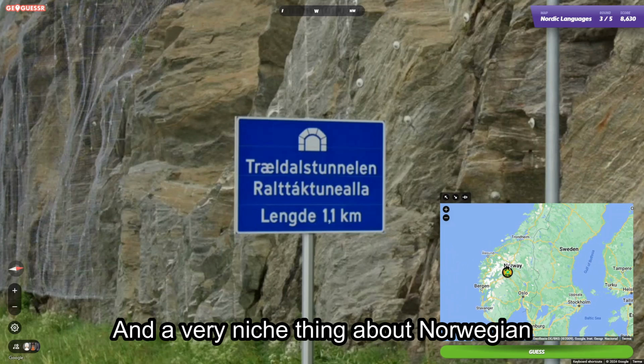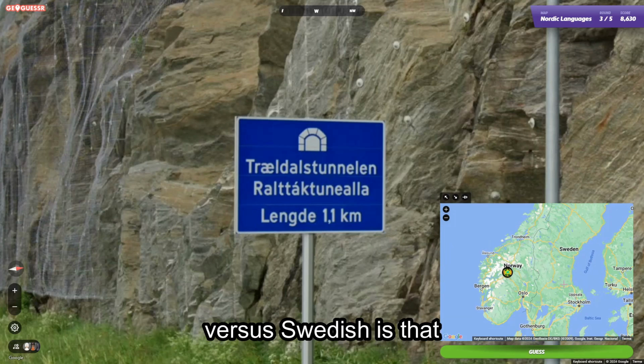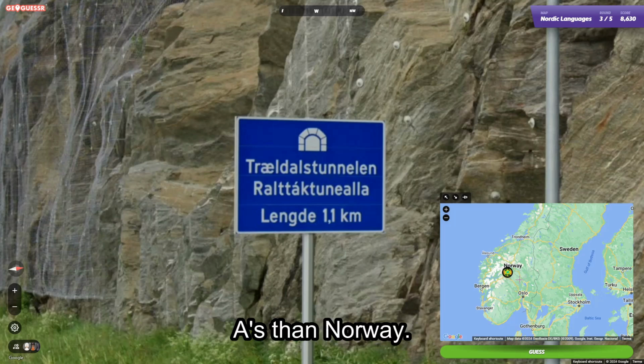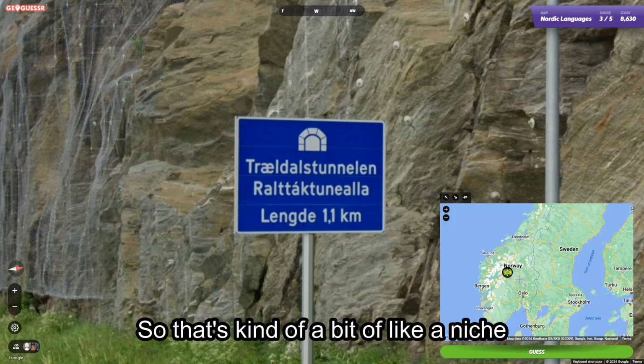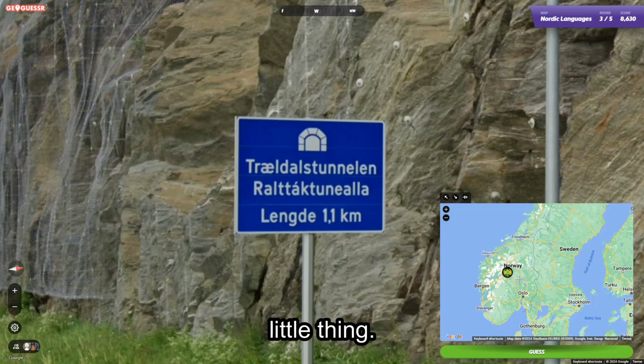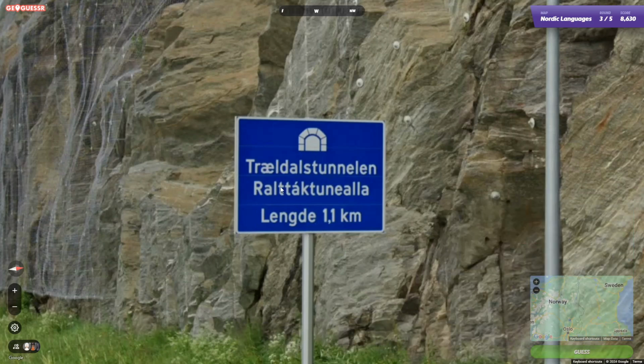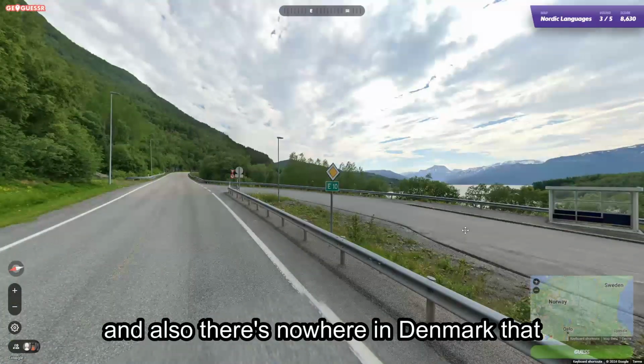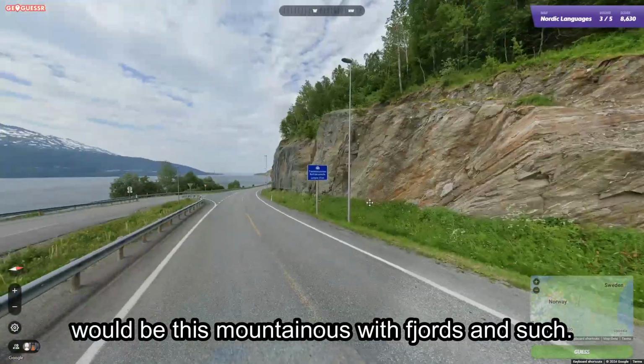And a very niche thing about Norwegian versus Swedish is that Norway has a lot more E's than Swedish, and Swedish has a lot more A's than Norway. So that's kind of a bit of a niche little thing. But yeah, we will be in Norway. The AE, and also there's nowhere in Denmark that would be this mountainous with fjords and such.